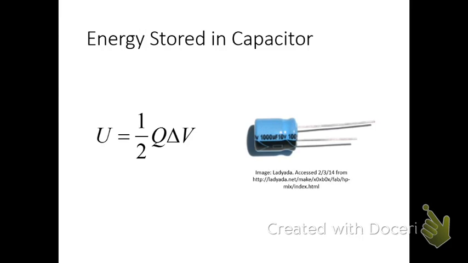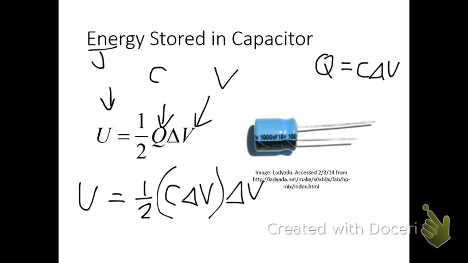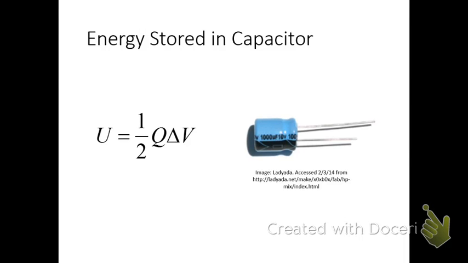Speaking of that energy, you can solve for that energy in joules. The energy stored up in a capacitor is just 1/2 times Q, that's the charge in coulombs, times the change in voltage in volts. I could also rewrite that, since I know Q equals C delta V for a capacitor. I could rewrite this energy equation as 1/2 instead of Q, I'm going to put C delta V in there times delta V, or U equals 1/2 C delta V squared. So I can find the energy directly just by knowing the capacitance and change in voltage between the plates, if I need to.